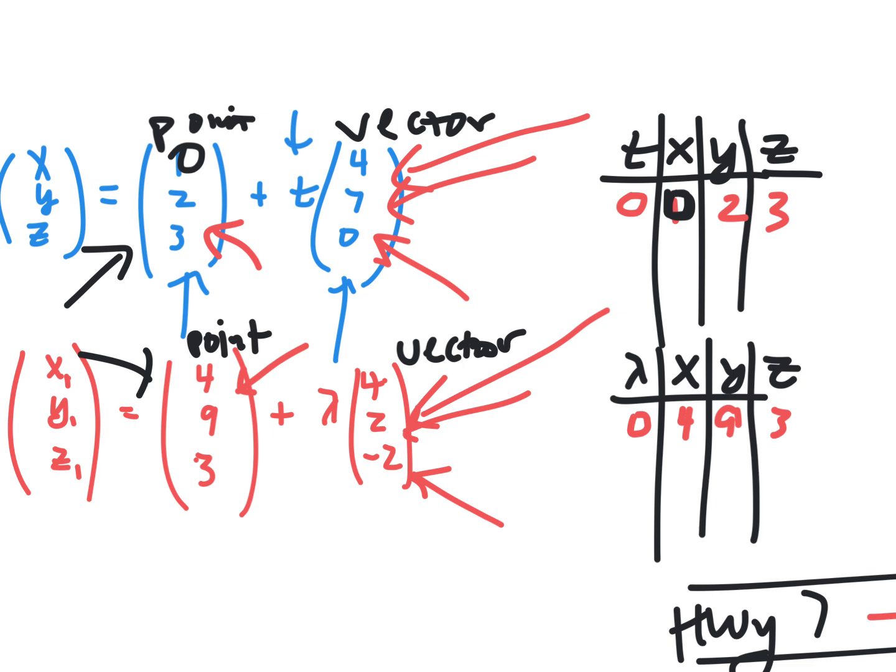So far, it doesn't really look like they're intersecting because I got 0, 2, 3 as one of my points, and my other point is 4, 9, 3. But I bet you, if you go out 1, make T 1, you might see something happen. Or if that doesn't work, maybe you should try T as negative 1. All right, so everybody find another point on the blue one, find another point on the red one.